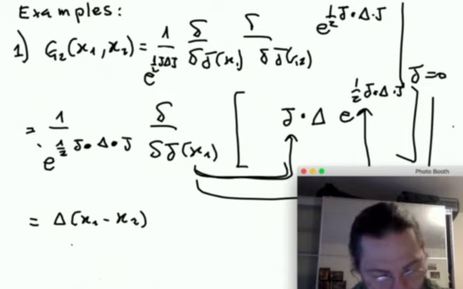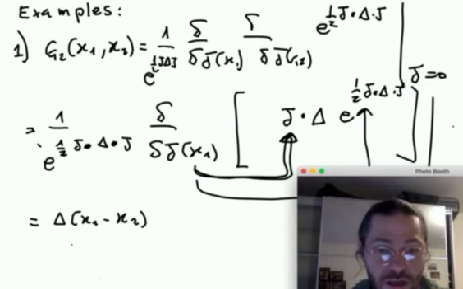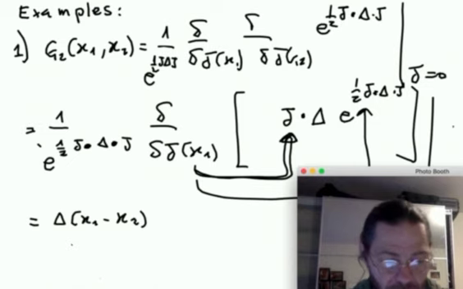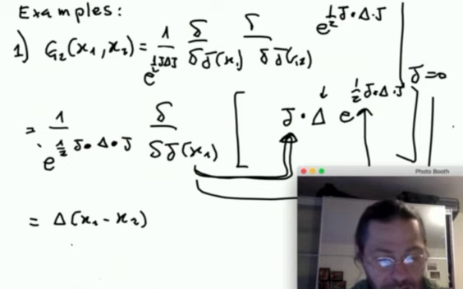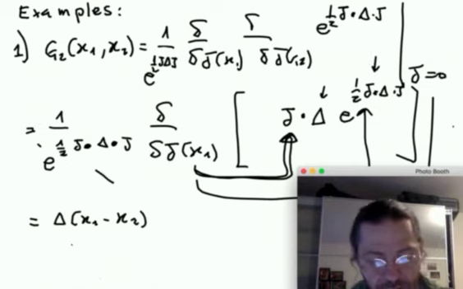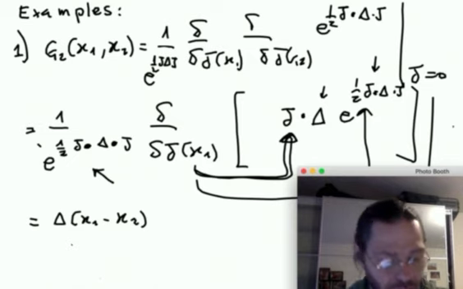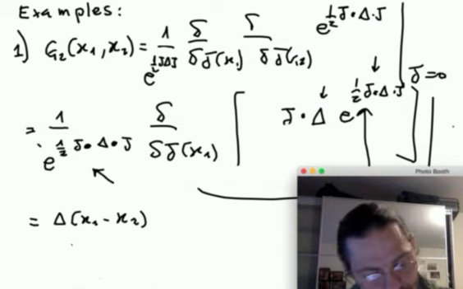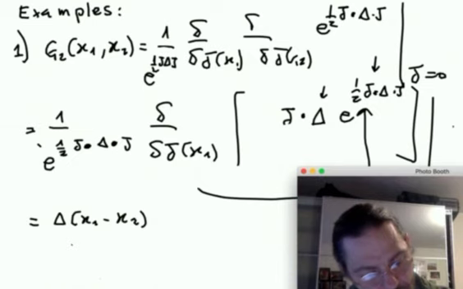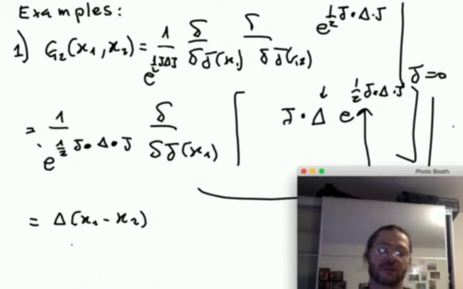When I act on here, I will kill this j. It will become a delta function, so I will be left with a delta. And this exponent will cancel out with this exponent. So the first action will result in just delta x1 minus x2.